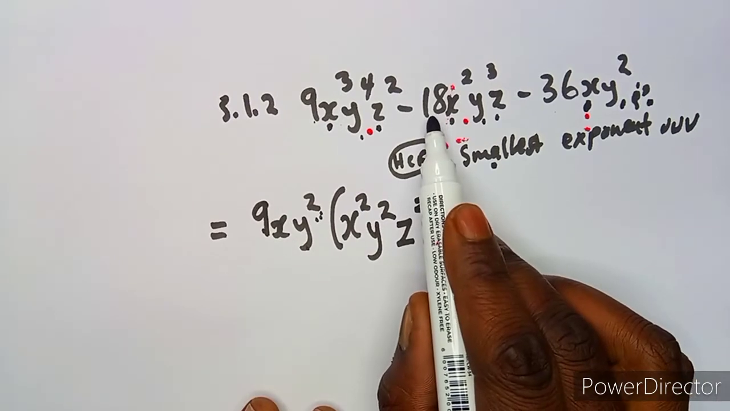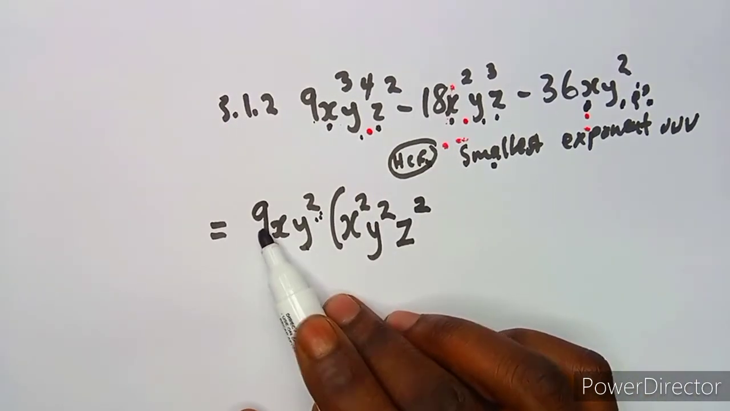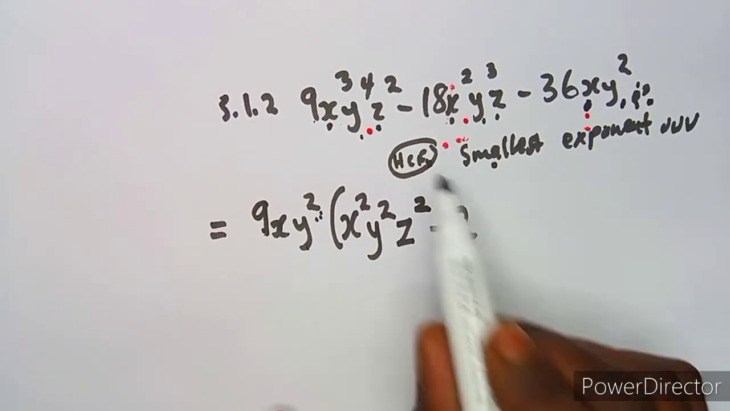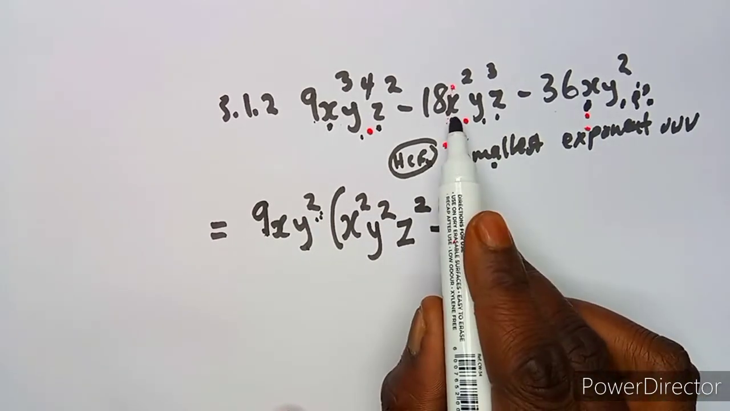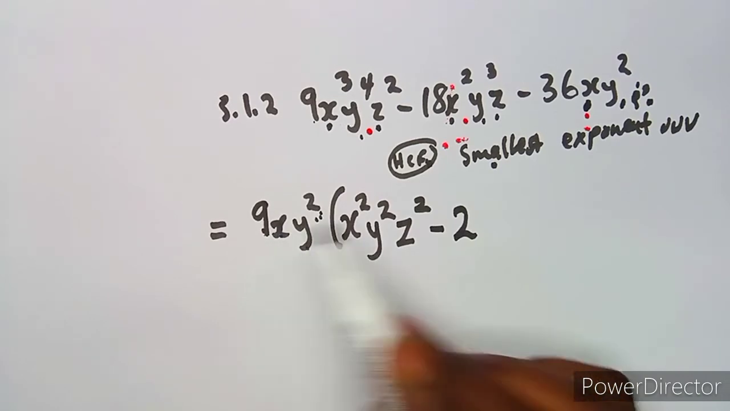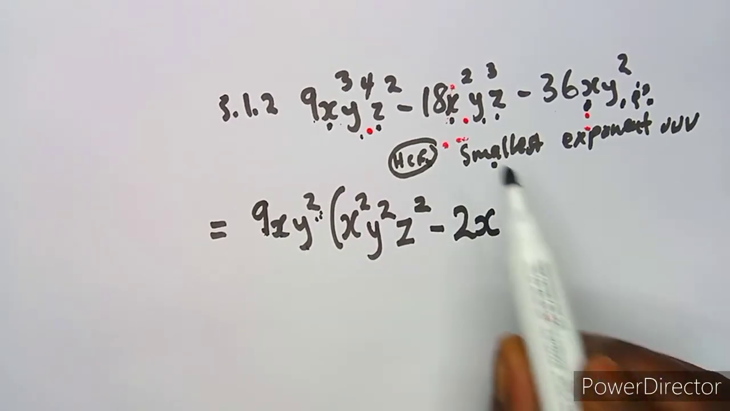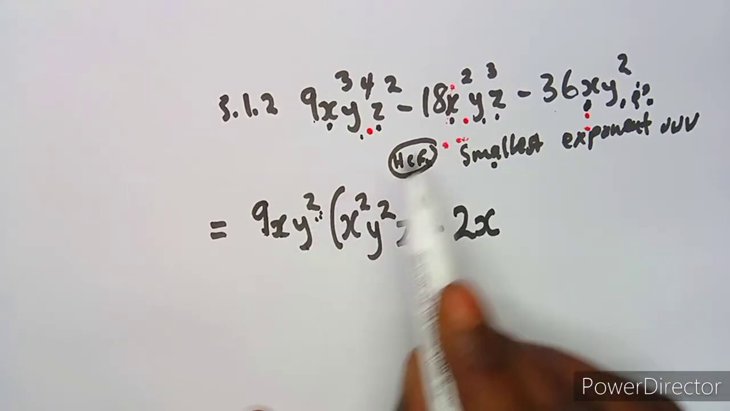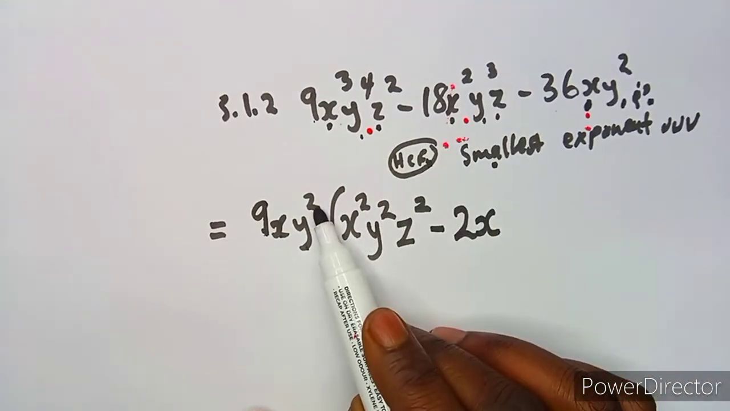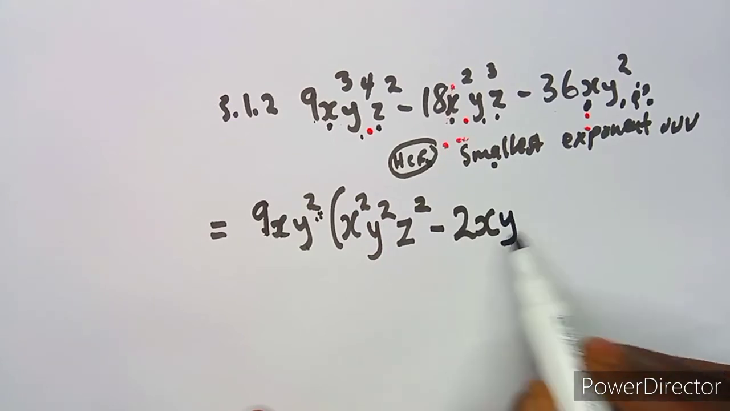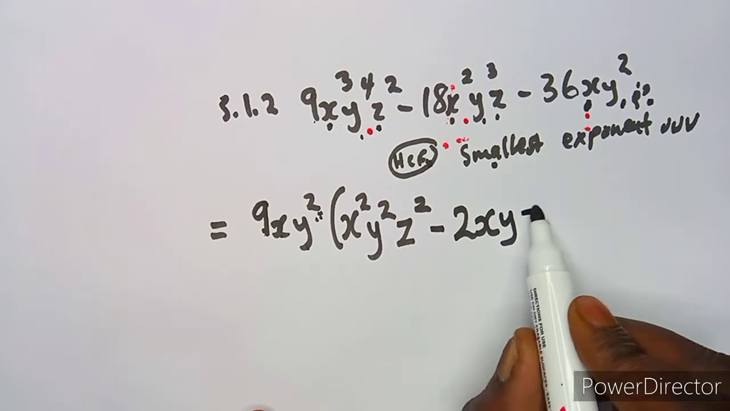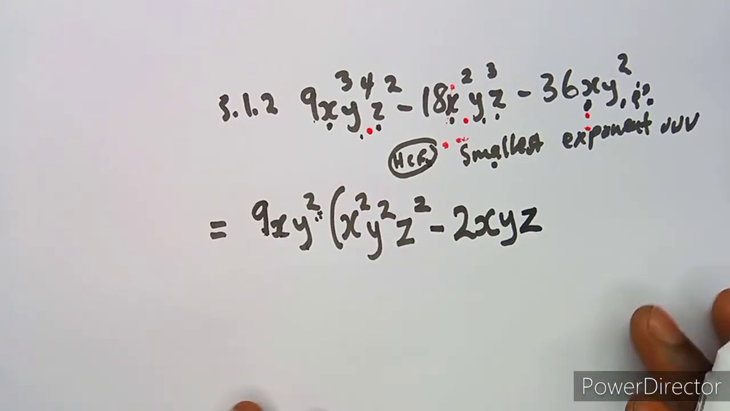We've got minus 18 divided by 9, which is going to give us minus 2. 18 divided by 9, that's 2, but there's a negative there. X squared divided by x is going to give us x. Y to the exponent of 3 divided by y squared, so if you subtract 3 minus 2, it's going to give us 1, so it's going to be y there. Z has nothing to do with this part, so it's going to remain as it is again.